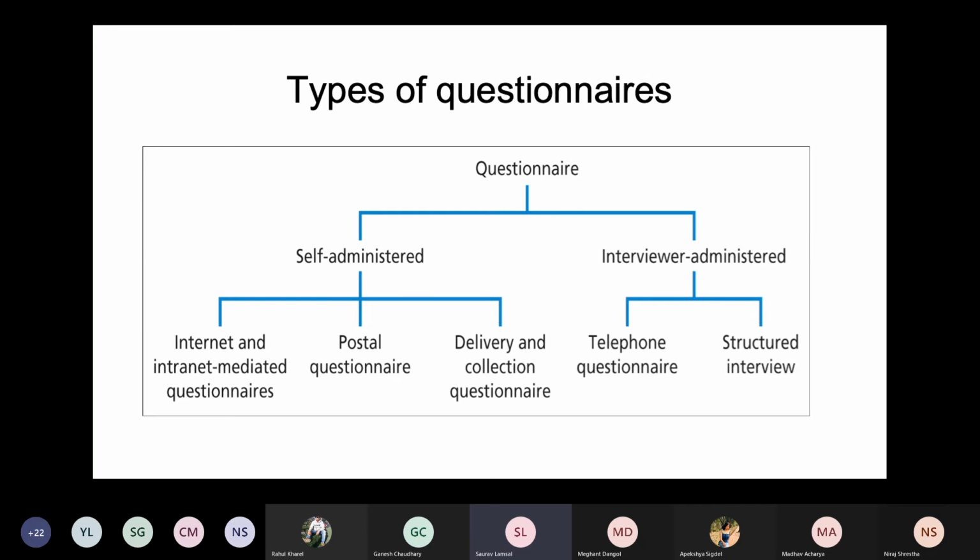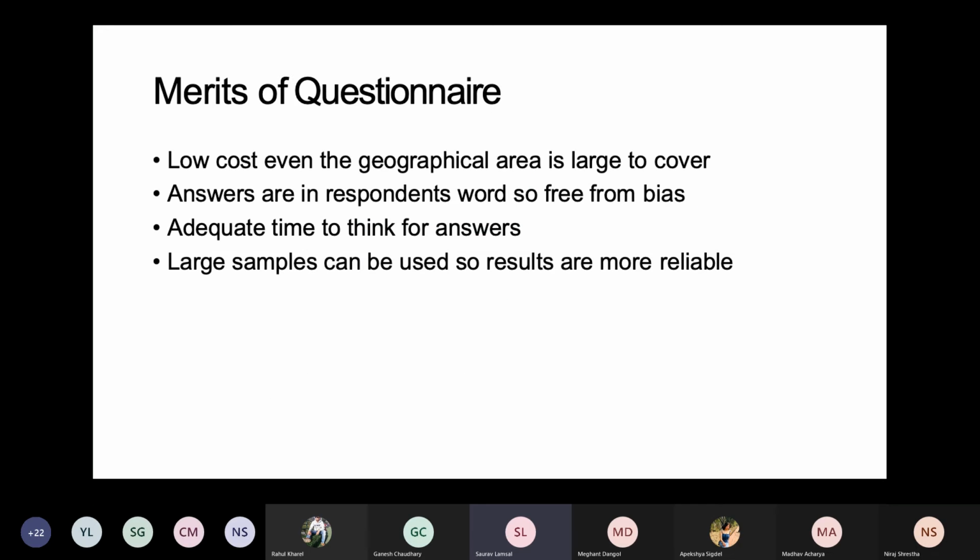Okay, you can use any method, whether it is the self-administered method or the interview administered method. You can use any mechanism while collecting the data using the questionnaire. So the merit of the questionnaire is the locus: even if the geographical area is large, it can be covered, because, as you see, we can conduct the questionnaire using emails or post or any mechanism. Okay, any mechanism can be used to administer the questionnaire, which increases the coverage area and decreases the cost.